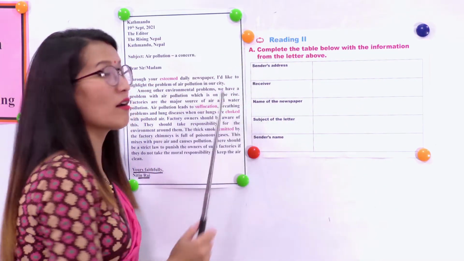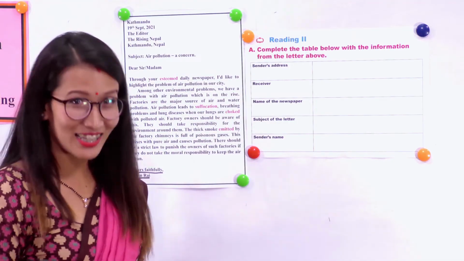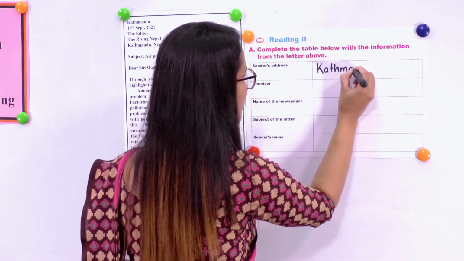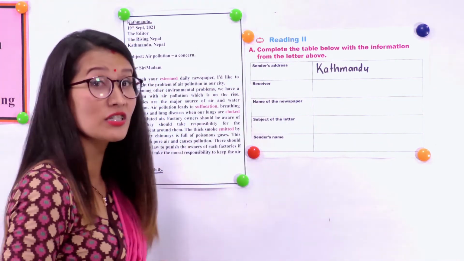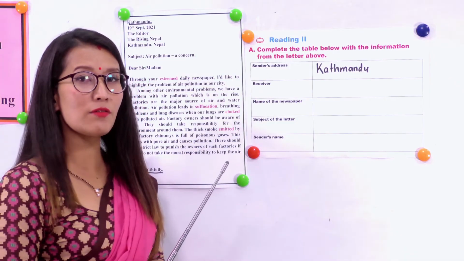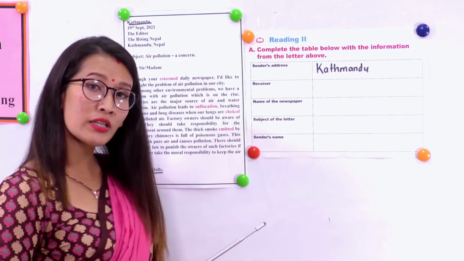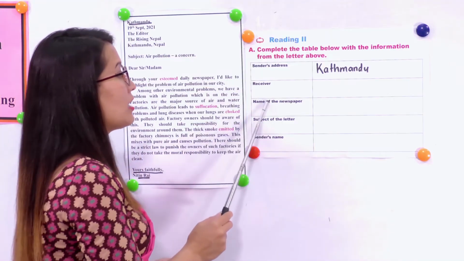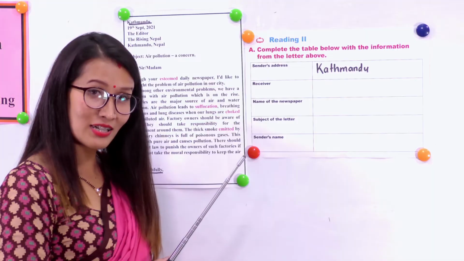So, sender's address. Do you know what the sender's address is? Good, it's exactly Kathmandu. You write it down in your textbook. It's here, look. Sender's address. We just discussed it. Now, who is the receiver? Who is going to receive it? Is it the sir, madam, or the editor? Write down. Name of the newspaper, Kantipur Daily. Yes? No? What is it?